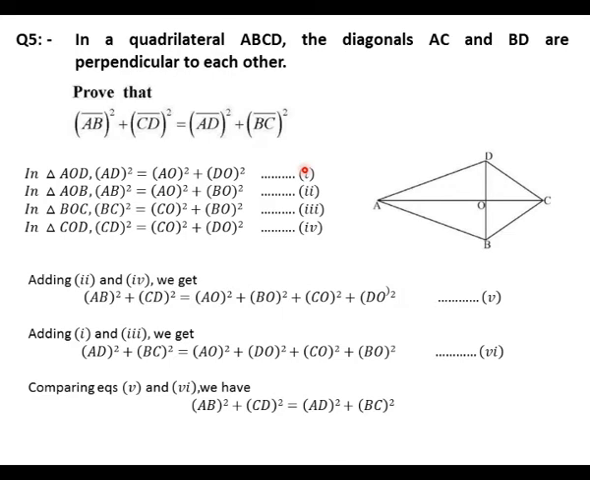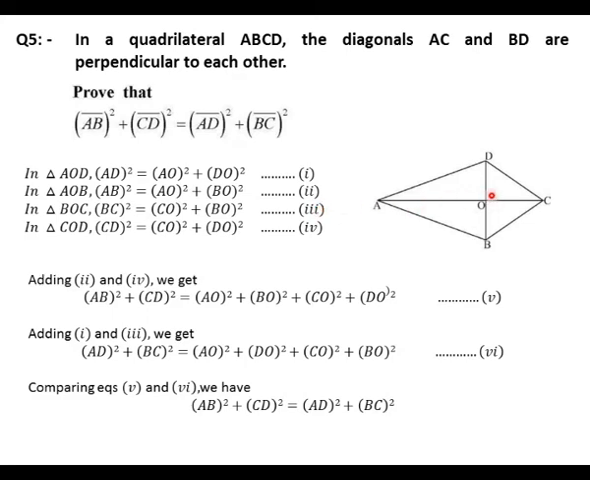Similarly, if we look at the triangle AOB, this AB is behaving now as hypotenuse. So this square will be this square plus this square. So we are having the equation AB square is equal to AO square plus BO square, again by applying the Pythagoras theorem. We call it equation 2. In triangle BOC, this BC is behaving as hypotenuse, and the equation will be BC square is equal to CO square plus BO square. This is CO, this is BO. So this is equation 3.